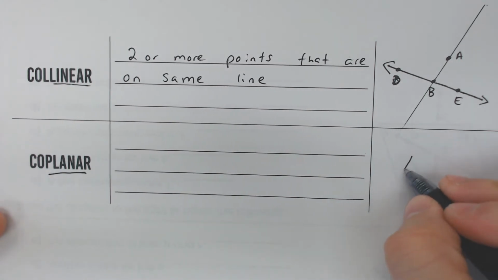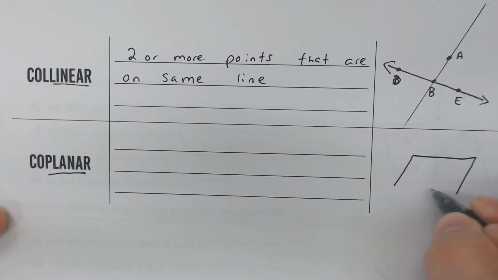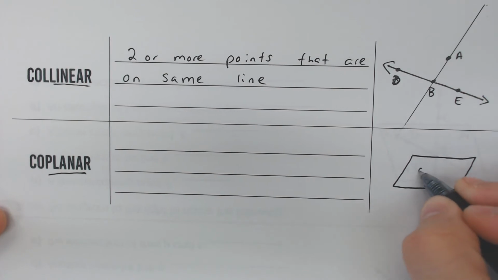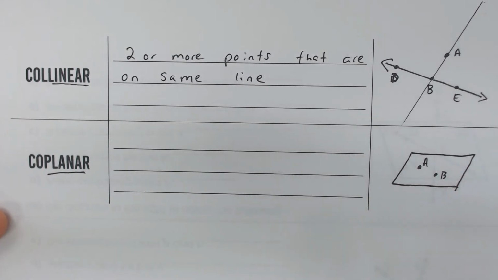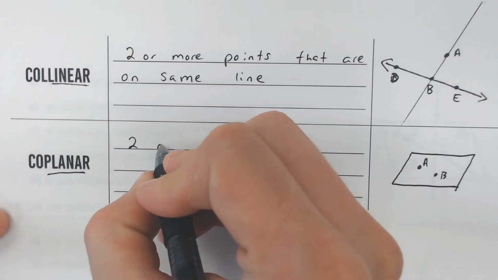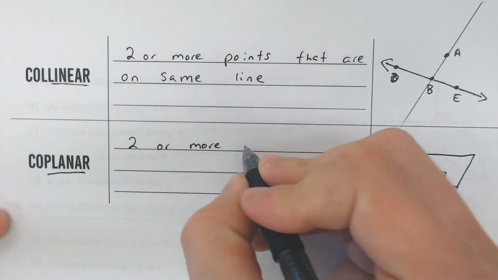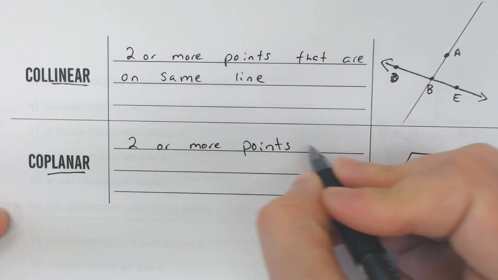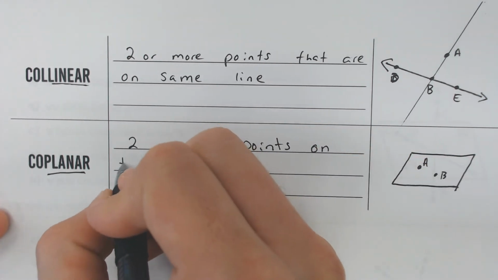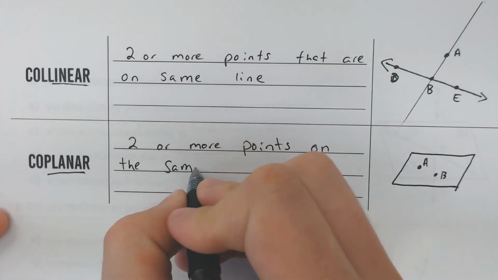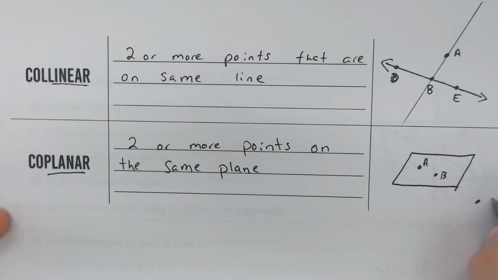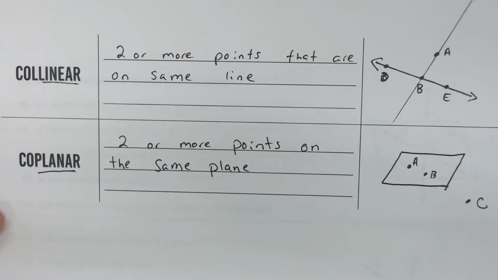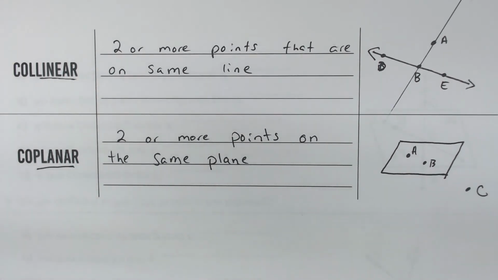Coplanar is the same thing, but instead of it being a line, you take any plane and any points that happen to be on the same plane, like I have here, A and B. They are coplanar. So it's two or more points on the same plane. And point C that I just made would be considered not coplanar with the points A and B.